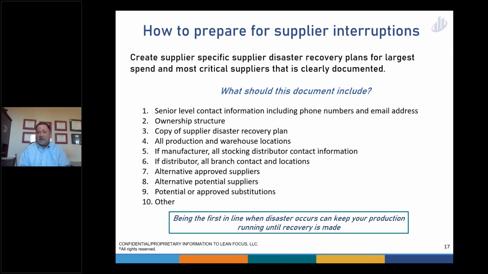Again, the list may seem somewhat rudimentary, but I can't tell you how many situations I have seen where suppliers and manufacturers don't have this information right at hand, and it takes them sometimes more than hours, days, and even weeks to come back with what they are going to do next, as opposed to being able to do it basically instantaneously from when the disaster does occur. Being able to have that quick reaction and have this kind of information in hand can keep you running until recovery is made.